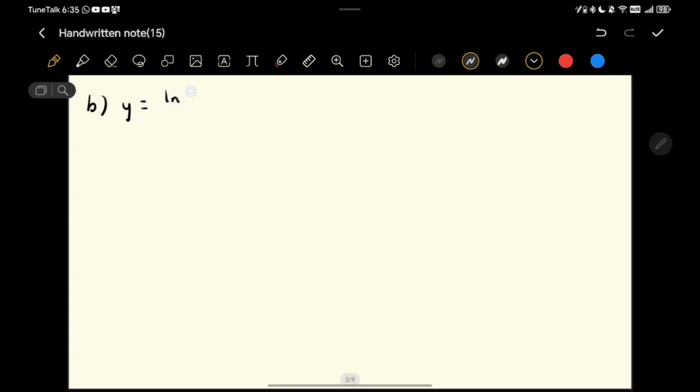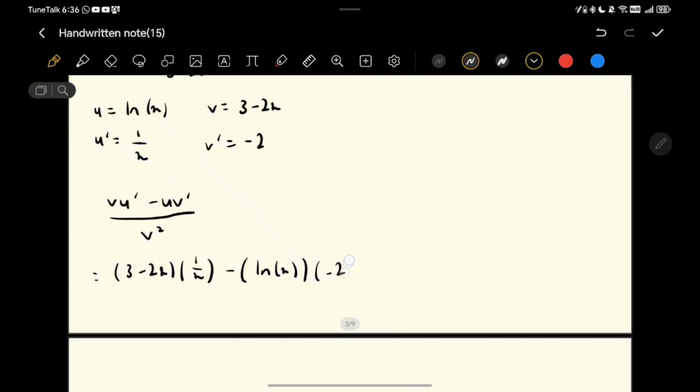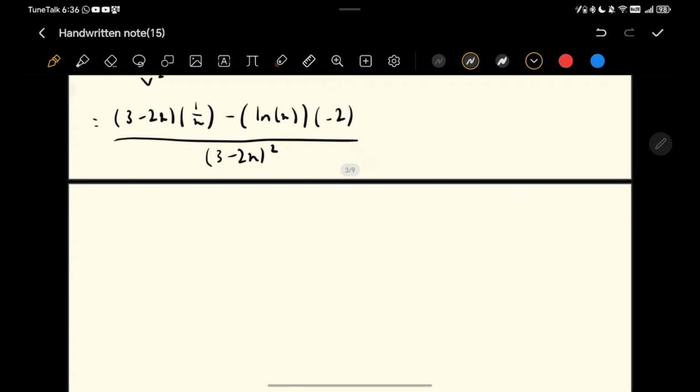So now moving on to question 2b. The question is y equals ln x over 3 minus 2x. So we will use the quotient rule. So the u is ln x and u prime will be 1 over x. So the v will be 3 minus 2x and v prime equals negative 2.